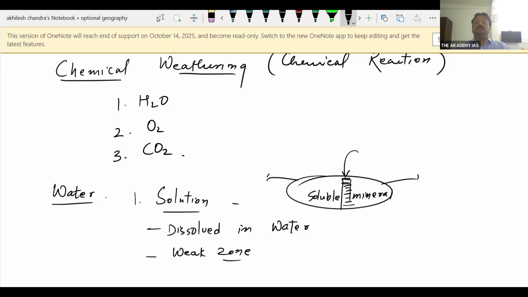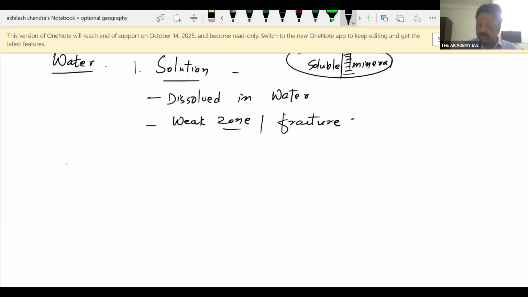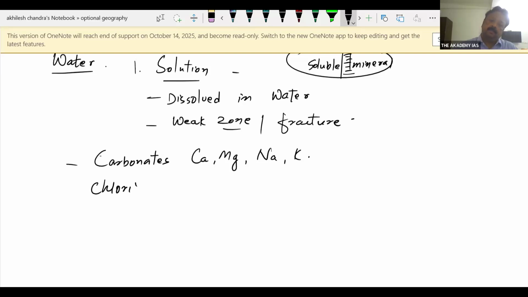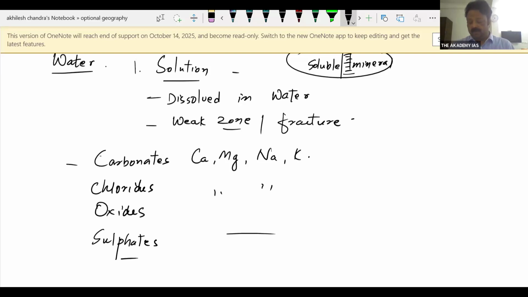So this will create a weak zone or fracture zone from where the rocks get detached. And the minerals like carbonate minerals, carbonates of calcium, magnesium, sodium, potassium, chloride, oxides of these elements. These all are sulfate, even sulfate of these elements are readily soluble in water.